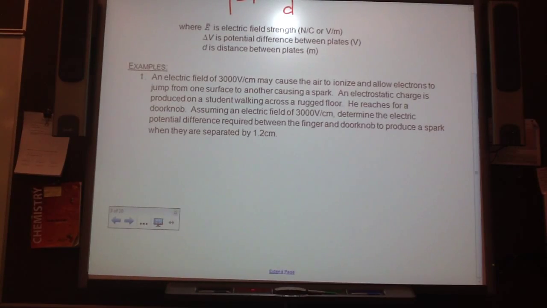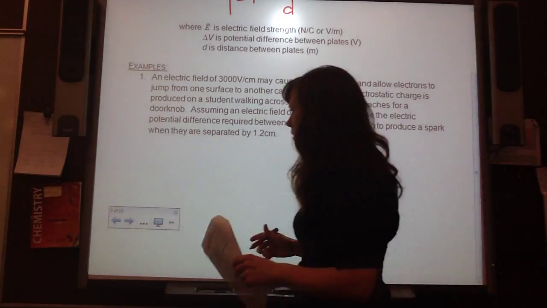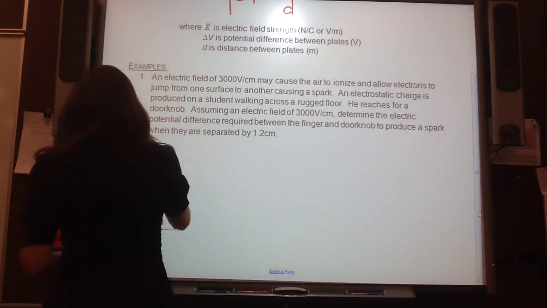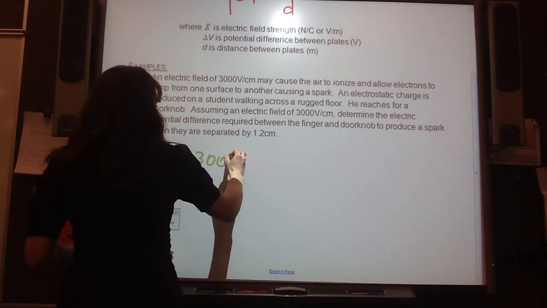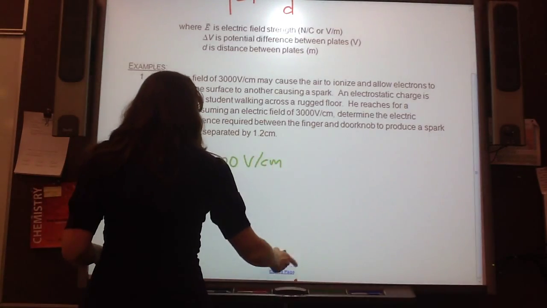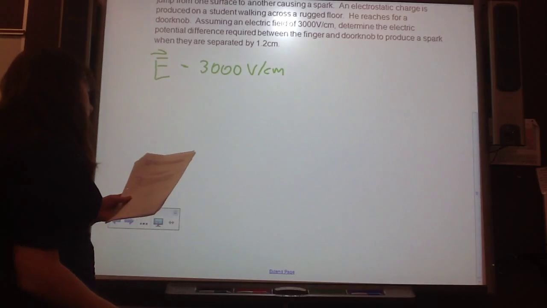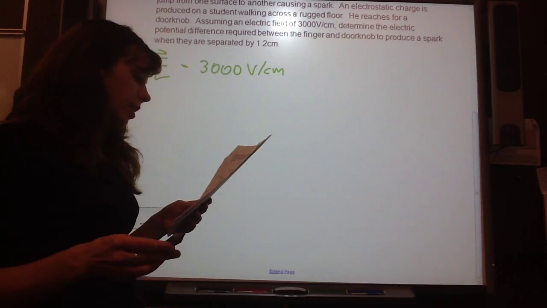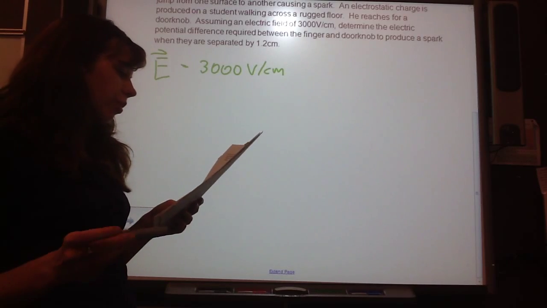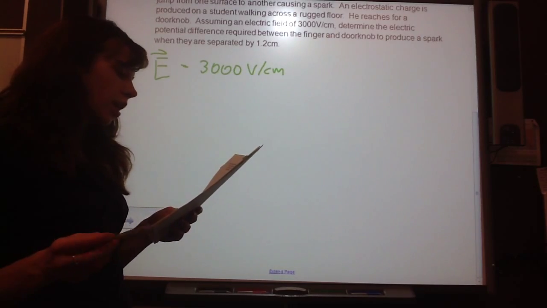So an electric field of 3,000 volts per centimeter may cause the air to ionize and allow electrons to jump from one surface to another, causing a spark.